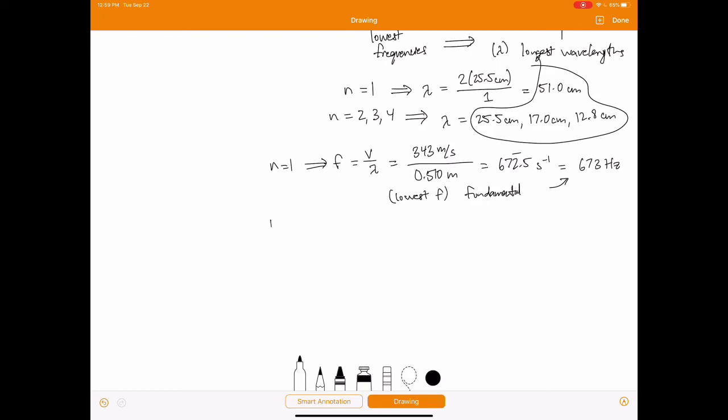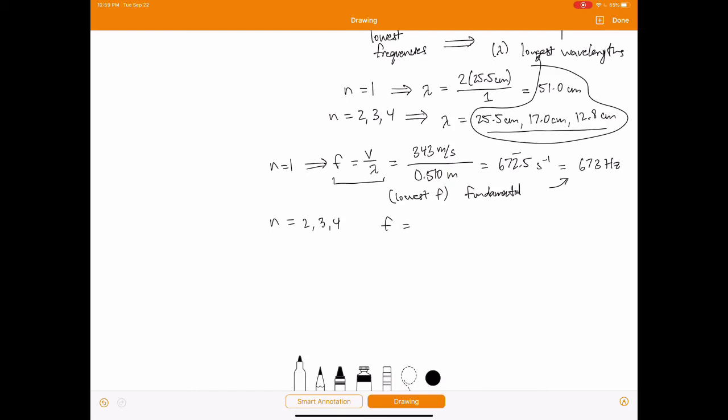Okay, so the next values of f are for n equals 2, 3, and 4. Basically, we're just doing F is equal to V divided by lambda for the next three values of lambda that we calculated earlier. So I'll just tell you how these calculations come out.